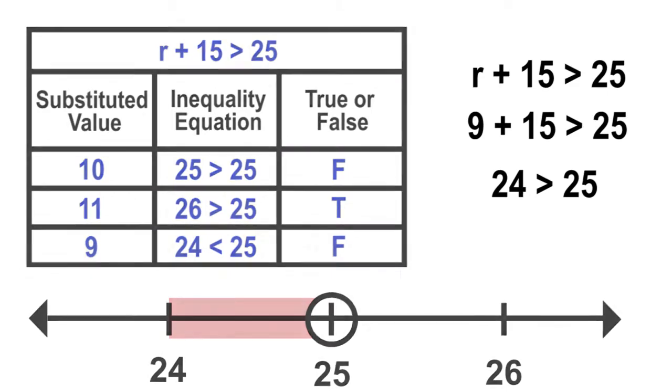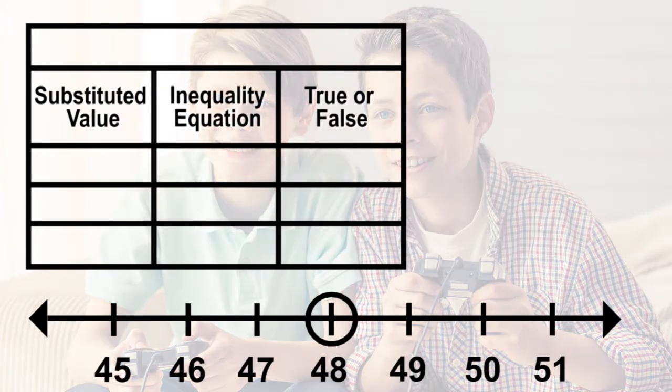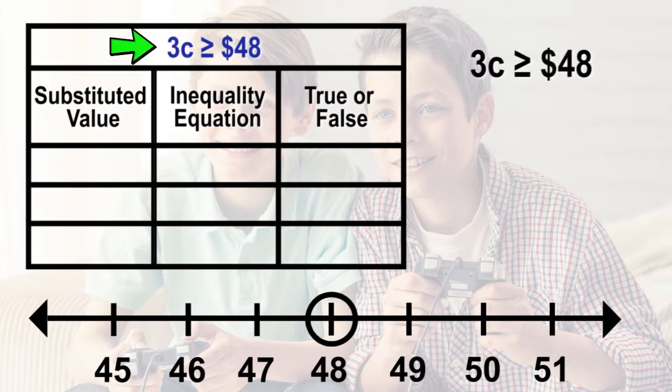Let's try another problem. A group of friends would like to make at least $48 for a new game. They decide to sell cupcakes for $3 each. How many cupcakes should they sell to make at least $48? Let's use a chart like this one to record our findings. The inequality to represent this problem would be the $3 per cupcake times the total cupcakes they sold, C, should be equal to or greater than the $48 they would like to make.